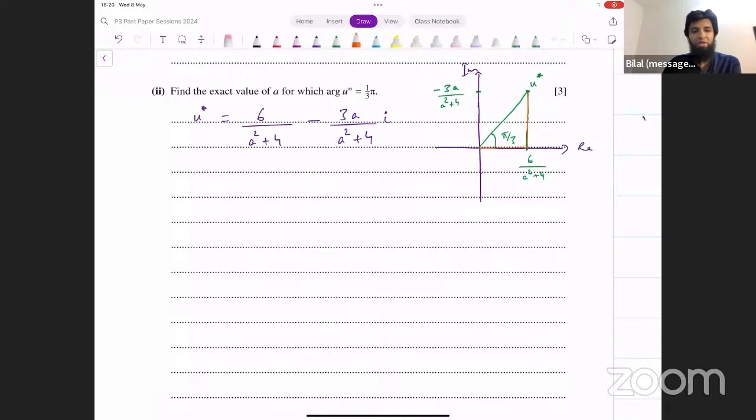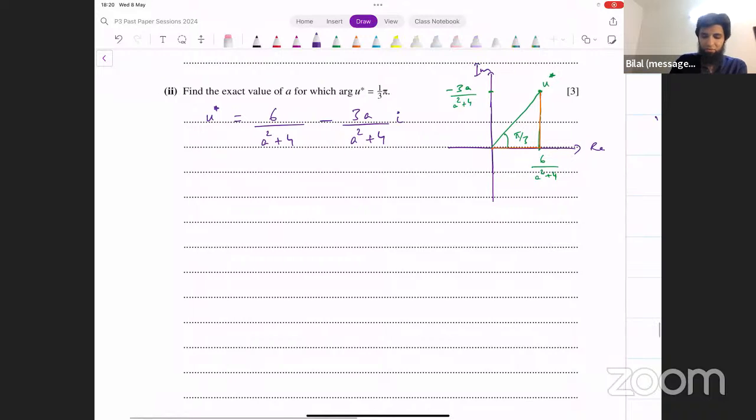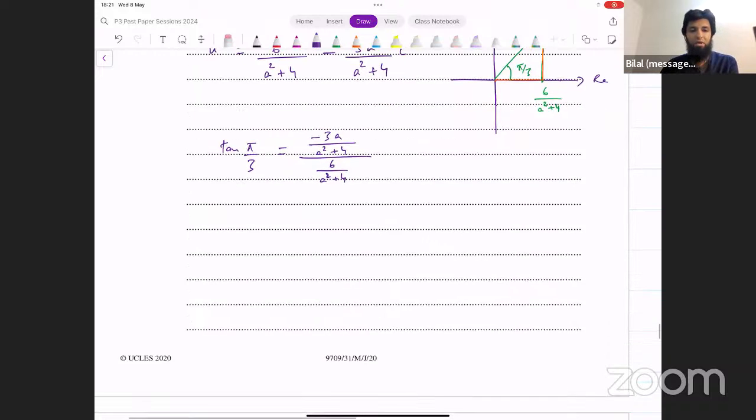What's the ratio between perpendicular and base? That's tan. We can say tan of pi over 3 should equal perpendicular, which is minus 3a over a square plus 4 whole, divided by 6 over a square plus 4. Perpendicular over base, that's all that we're doing here.